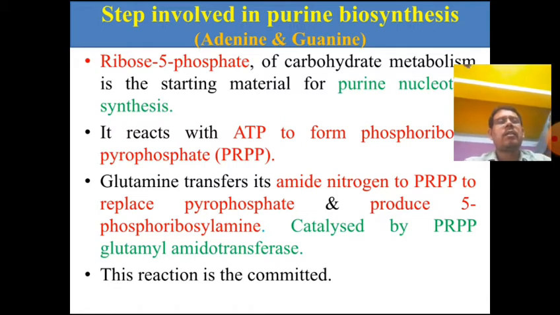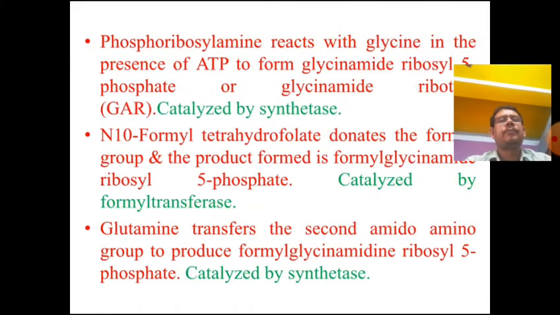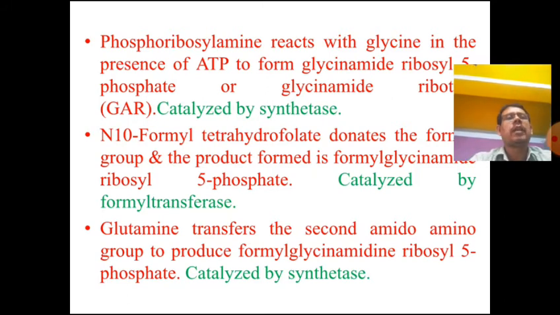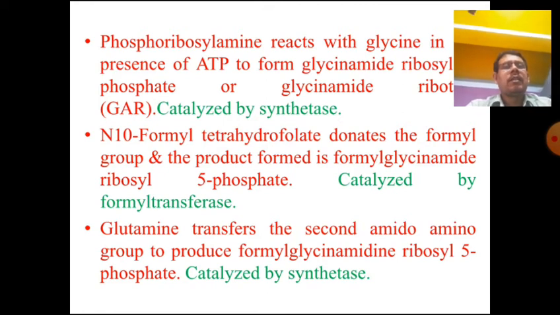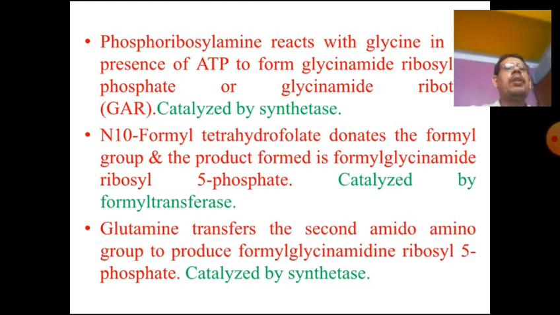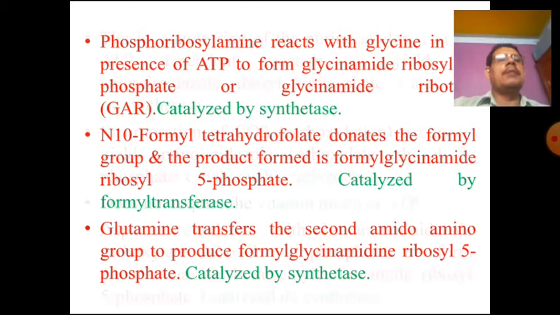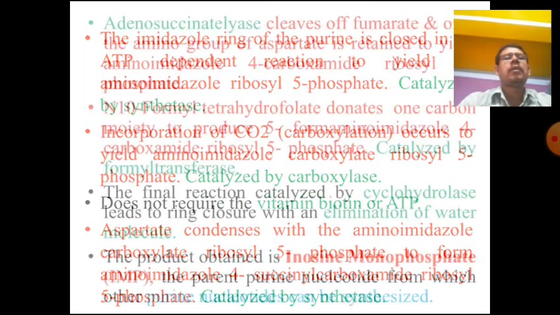The reaction is the committed step. The phosphoribosylamine reacts with glycine in the presence of ATP, and N10-formyl tetrahydrofolate donates the formyl group, and the product formed is formylglycinamide ribose 5-phosphate. This is the description of purine biosynthesis. Next, go to the schematic representation.